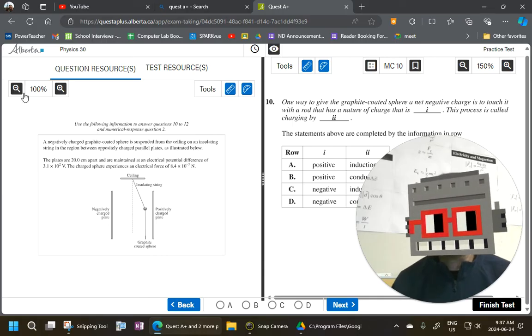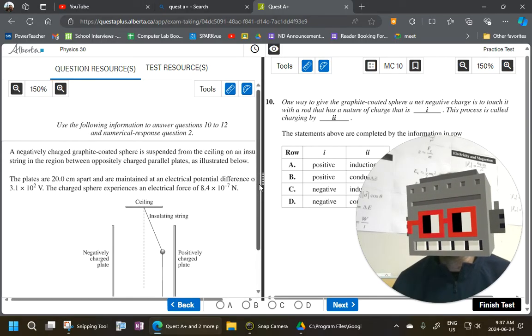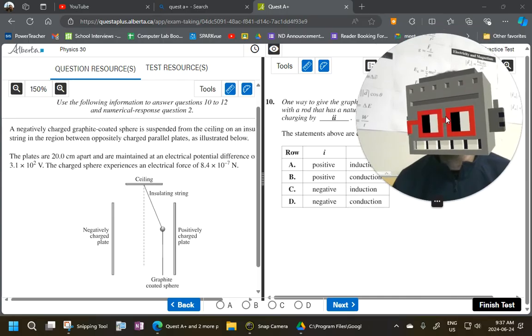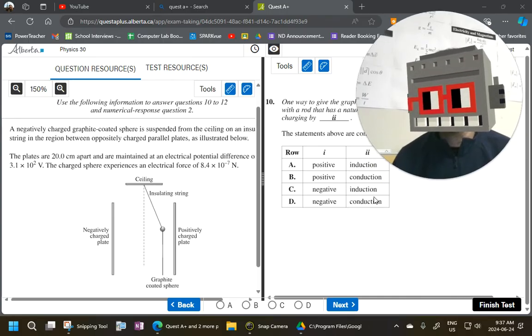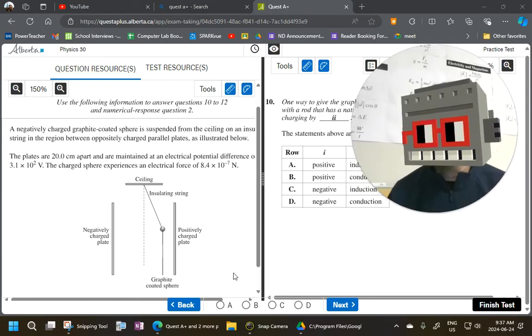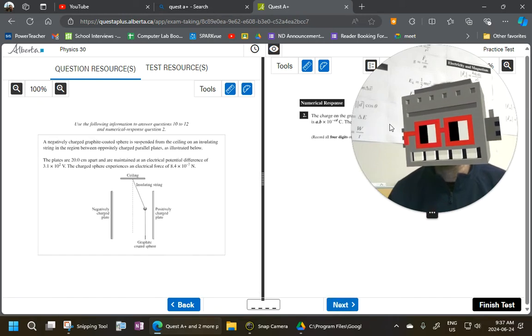All right, so what they want to do is charge this graphite with a net negative charge, and they want to touch it. So touch its contact, conduction. So that's going to be the last one, or it's B here. But I also want to charge it negatively, so it's got to be D. That's a pretty simple concept, so I'm not going to go into too much depth about that one.